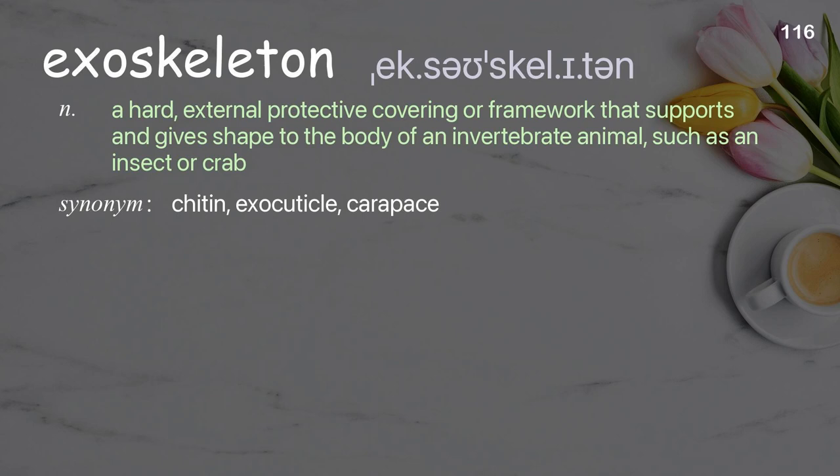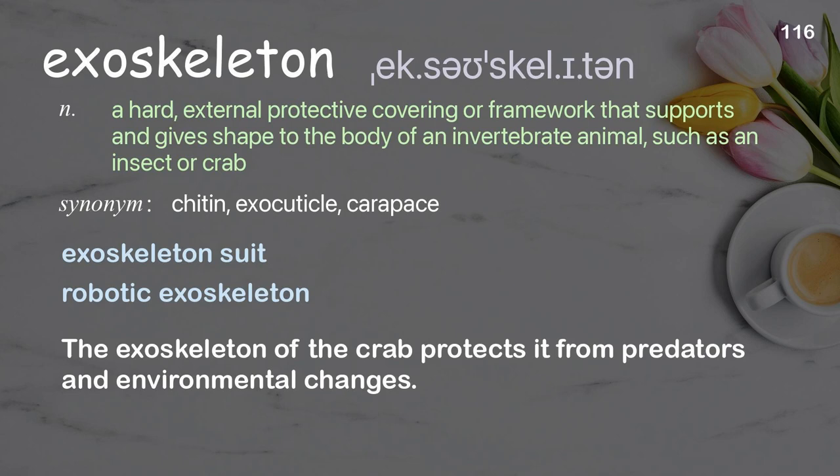Exoskeleton. A hard, external protective covering or framework that supports and gives shape to the body of an invertebrate animal, such as an insect or crab. Examples: exoskeleton suit, robotic exoskeleton. The exoskeleton of the crab protects it from predators and environmental changes.